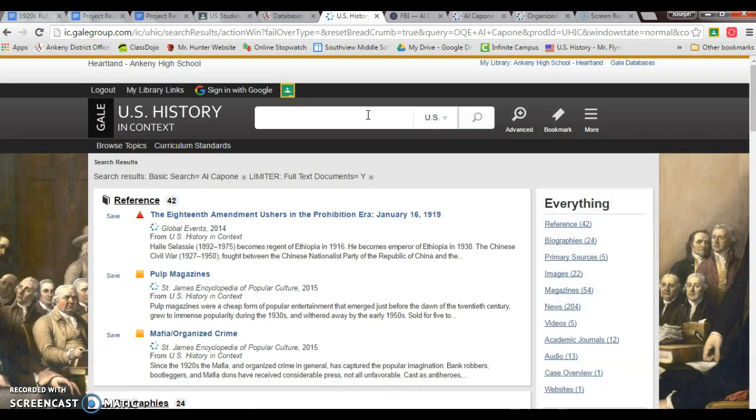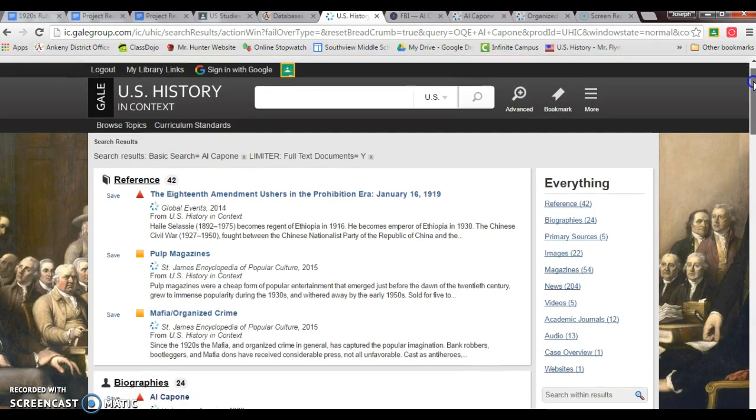Okay, now this is going to be a little overwhelming. You are going to have a lot of resources that Gale gives you, and you guys know how to limit them. You have learned those skills in literacy class. Please do that if you want, but I would just kind of encourage to kind of sift through and search through a bunch of different topics.